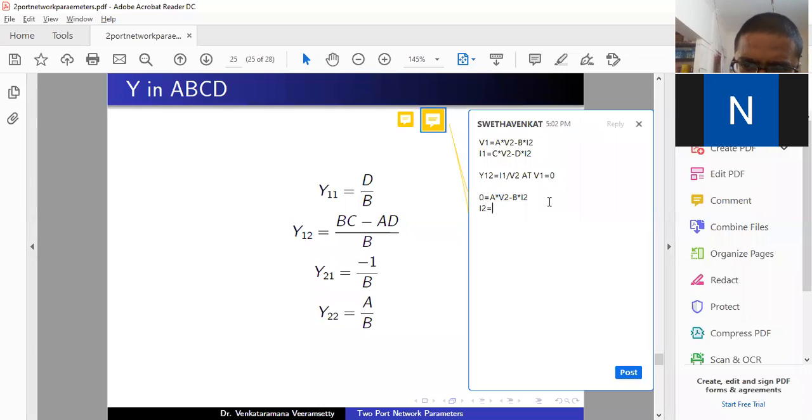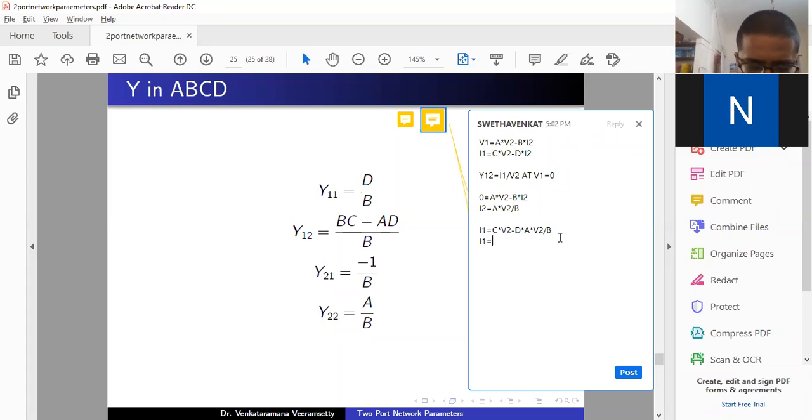So what is the value of I2 in terms of V2? I2 equal to A multiplied by V2 divided by B. Done. Now replace this I2 value in the second equation. Replace I2 equal to A into V2 divided by B in the second equation. So now the second equation becomes I1 equal to C multiplied by V2 minus D multiplied by the I2 expression, that is, D into A into V2 divided by B.